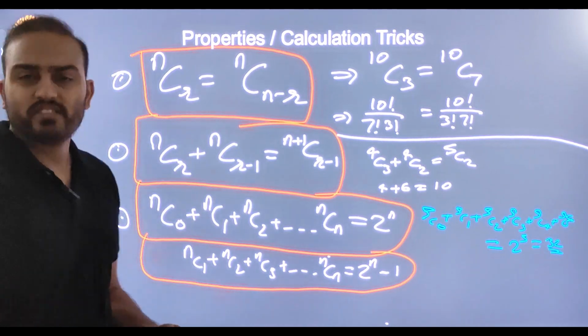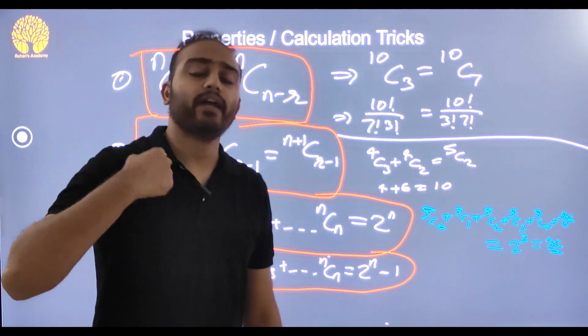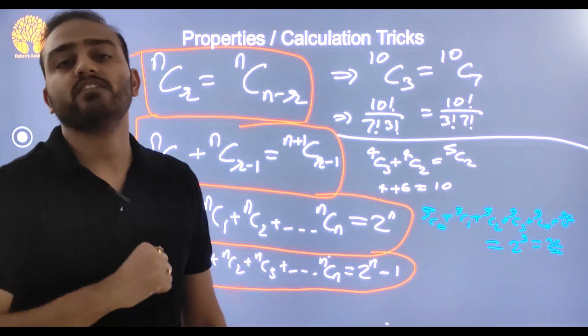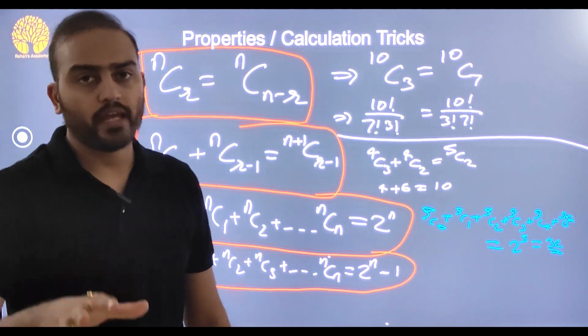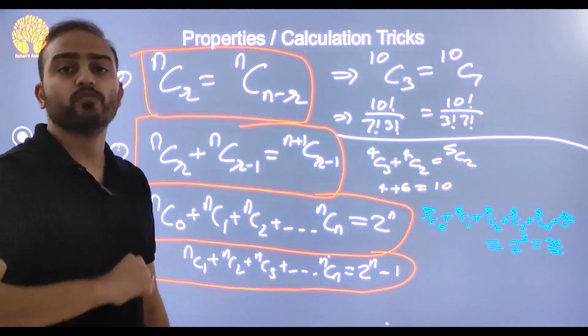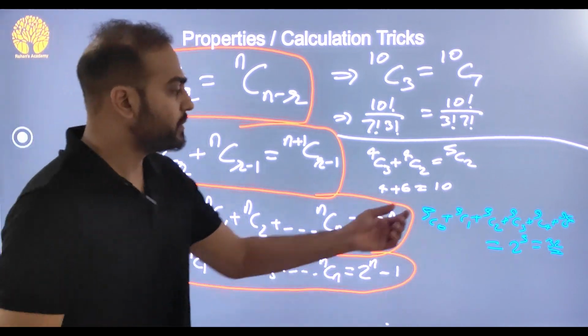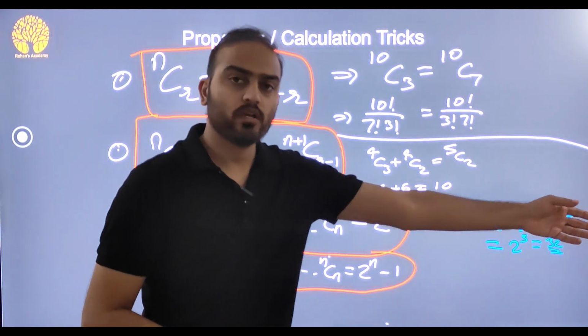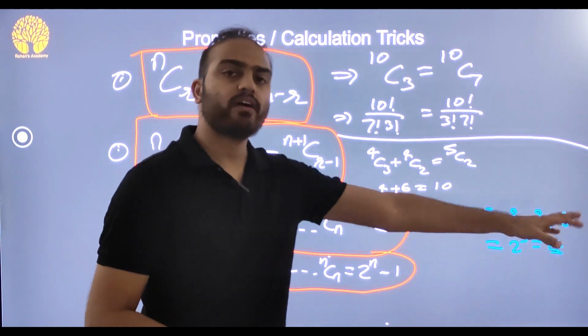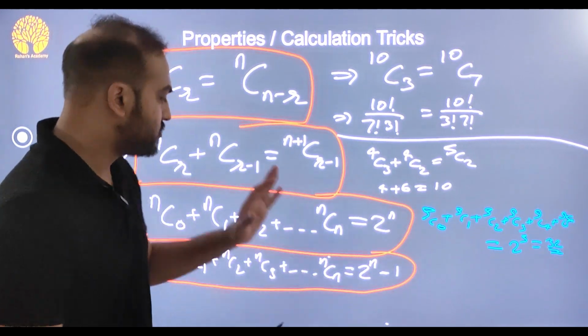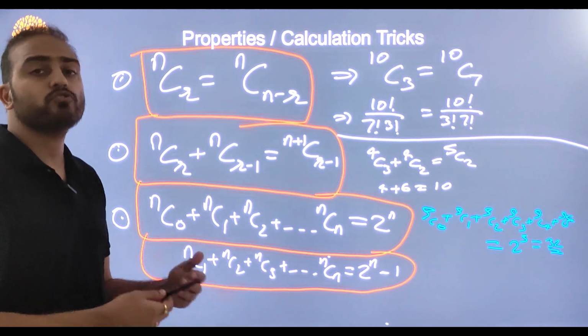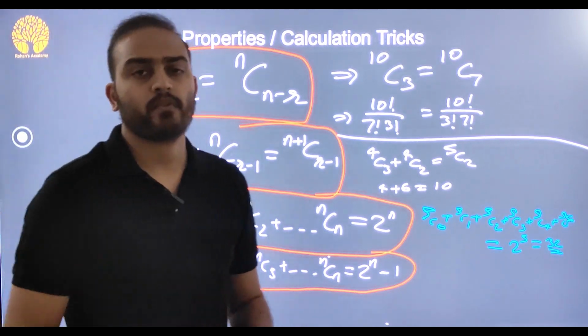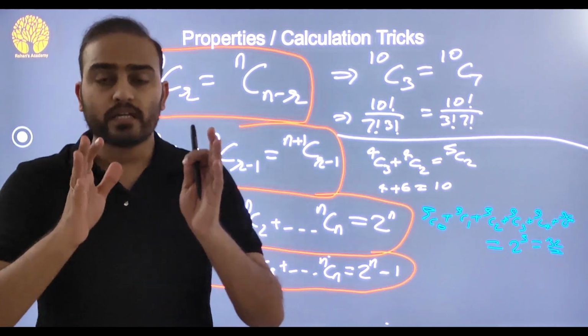Now the same question, 5 friends, but this time I tell that I want to invite at least one of them. At least one means 5C1, 5C2 and so on. That's simply 2 to the power 5 minus 1. Again, this is just a calculation trick to help you solve questions more quickly. I hope you understand the logic.